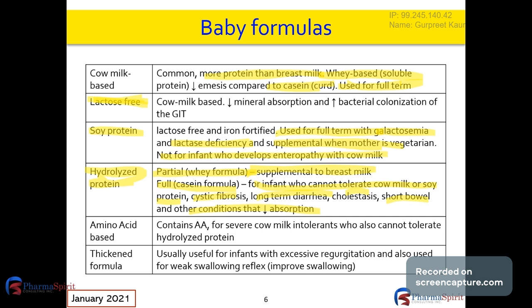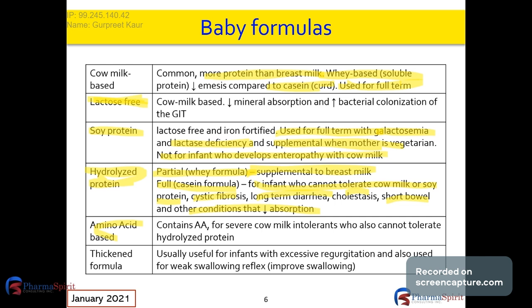So hydrolyzed protein formulas are commonly used for those who have problems digesting the protein in the GIT, or those who have gastroenteropathy when they take the cow milk based formula. Sometimes the child, even with the partially hydrolyzed formula, has a problem digesting. So in this case, what we can do is give an amino acid based formula. We take the cow milk and we don't only partially hydrolyze, we completely hydrolyze it. So the baby will actually drink amino acids.